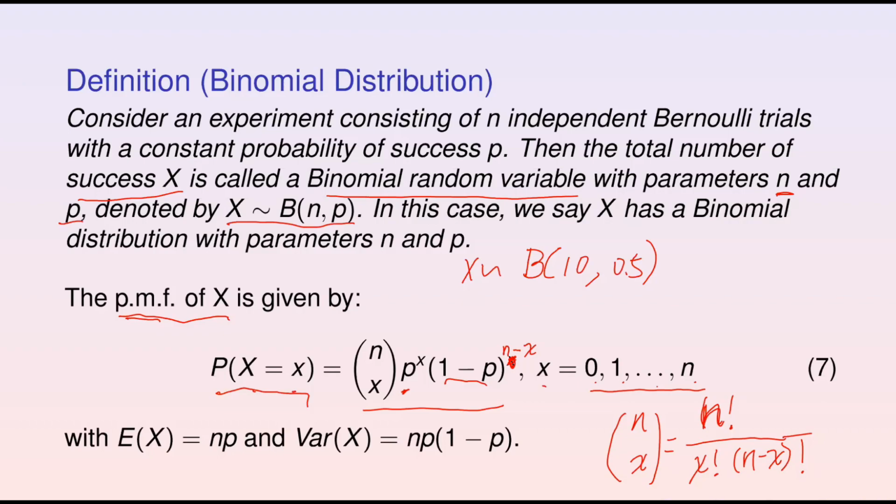The expectation is np and the variance is np times 1 minus p. So these are all the information about the binomial distribution with parameters n and p. We have the PMF, the expectation, and the variance. Of course, we can get the standard deviation as well by taking the square root of the variance.